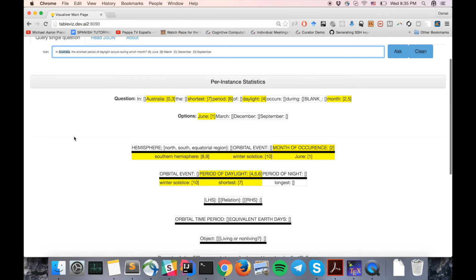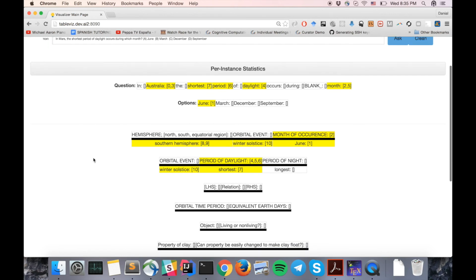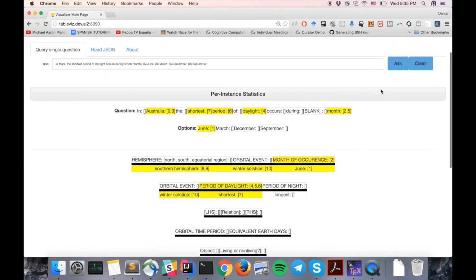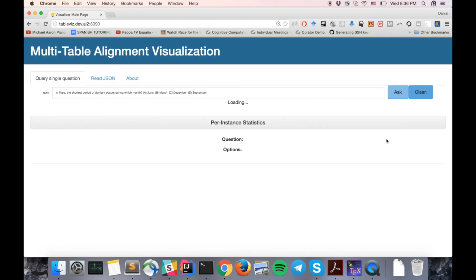Let's try an example. I'm gonna change Australia to Mars. I know that the solver doesn't have enough knowledge about this. And in fact, it's probably not a valid question. So if the solver answers this question, it's an incorrect behavior, while the correct expected behavior is skipping this question.